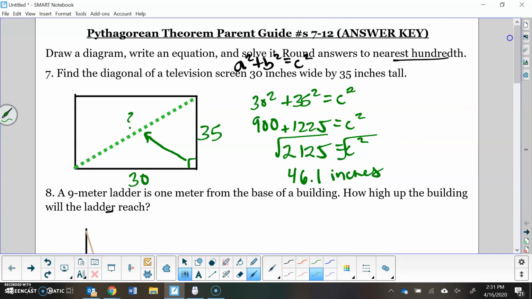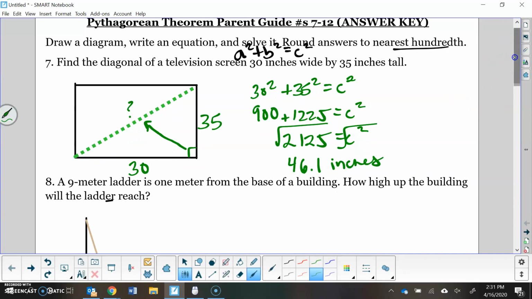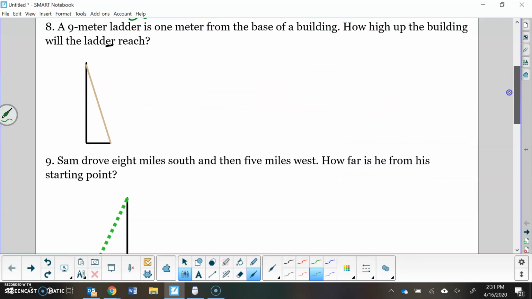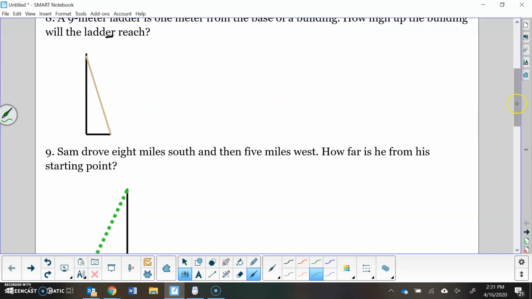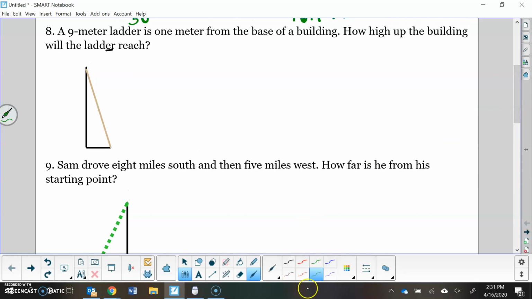All right, number 8. A 9-meter ladder is 1 meter from the base of a building. How high up the building will the ladder reach? So here's my building, and leaning up against it is a ladder. The ladder is 9 meters, and it says that the ladder is 1 meter from the base of the building, so that's right here.